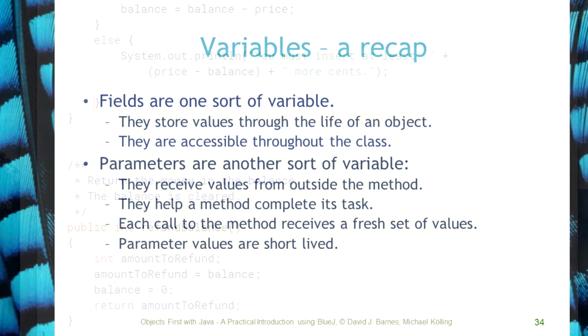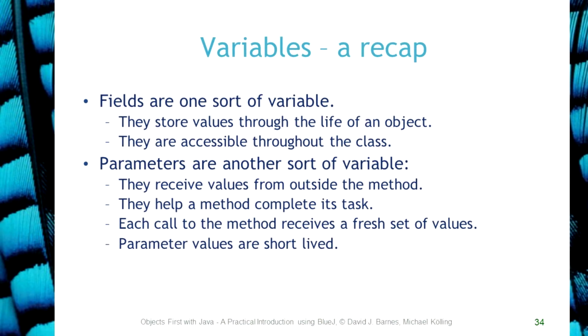So far, we have encountered two different sorts of variables: fields, otherwise known as instance variables, and parameters. We are now going to introduce a third kind. All have in common that they store data, but each sort of variable has a particular role to play.